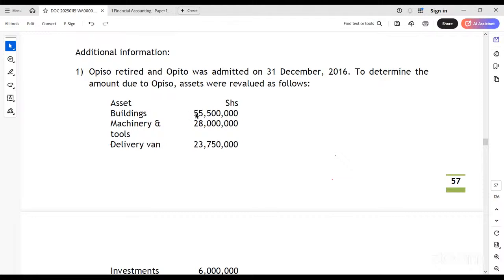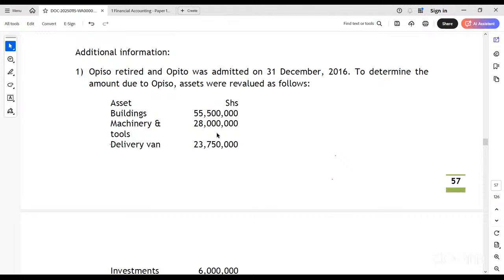Now, those doing CPA, Yvonne, Annette, Ian, you can check in the revision kit under the questions for partnerships. This question is there. I included it in my revision kit. I don't know the page number, but you will see that question of Opio and Opiso in the partnership questions. So Opiso retired and Opito was admitted.